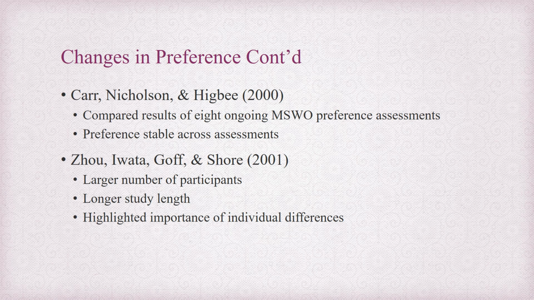However, such fluctuation in preferences has not been demonstrated in other studies. In a study by Carr, Nicholson, and Higby, a more efficient method of conducting the MSWO preference assessment was assessed along with changes of a client's preference over a 1-month time frame. The study examined each participant's shift in preference over time by assessing the results of 8 ongoing MSWO preference assessments. For 2 of the 3 participants, the results of the MSWO assessments did not fluctuate across the 1-month time period.